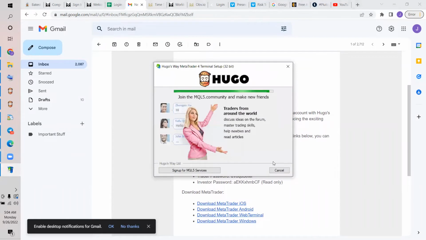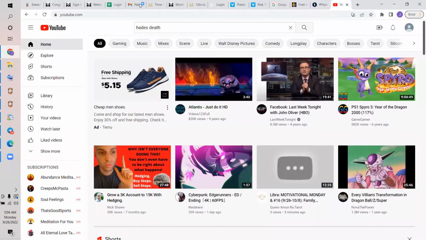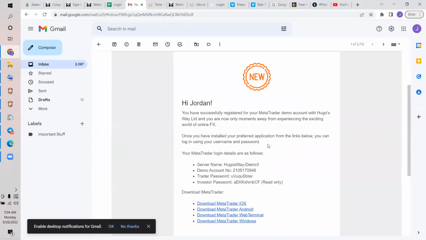While all that is happening, I've got my demo account information ready to go. We're just waiting on this to finish. Okay, it has, so I'm going to click on finish. This internet page, you don't need it, so we'll go ahead and close that for right now. Then we'll come back here and wait for the chart to load, and then I will do what I need to do to get this account ready for us.